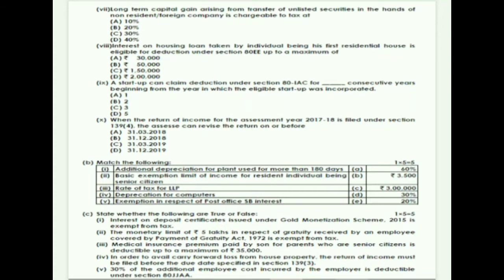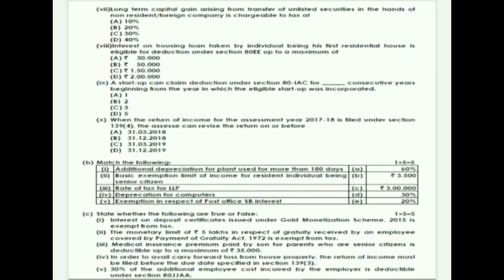Well, talking about the long-term capital gains arising from the transfer of a capital asset being unlisted securities, it will be calculated at the rate of 10% of the capital gain in respect of such asset, without giving effect to the indexation provision under the second proviso to section 48 and currency fluctuation under the first proviso to section 48. But ultimately, if we're talking about the answer, that is at the rate of 10%.